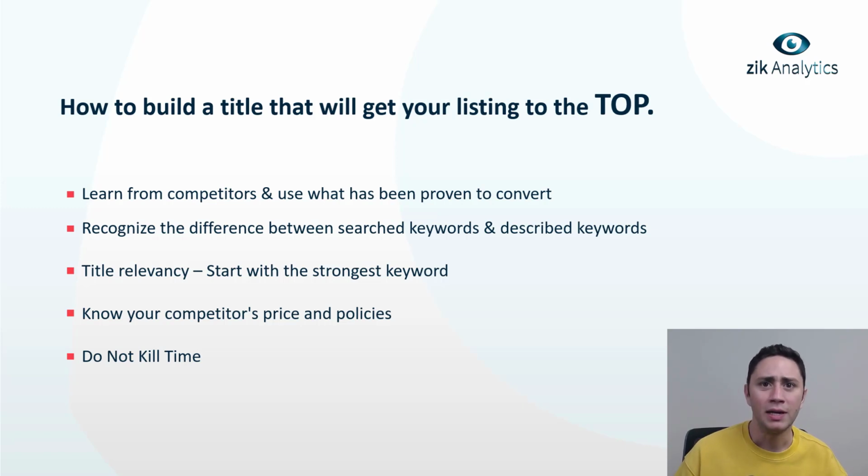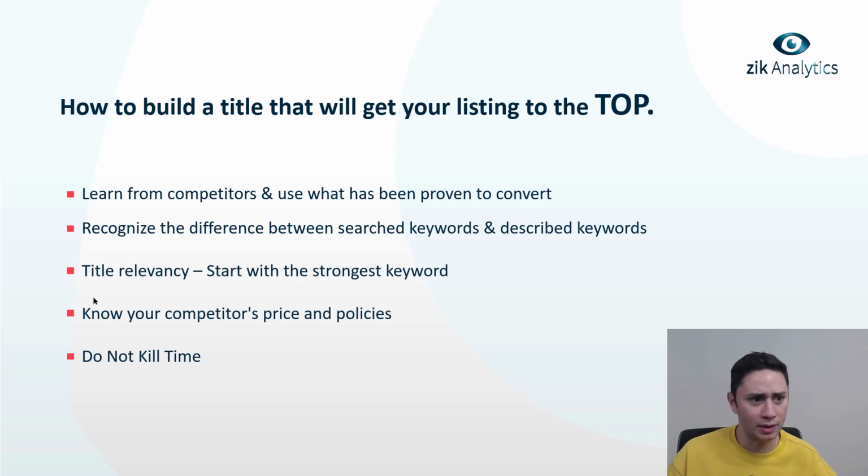I want you to always be results oriented with anything you do in your life, okay? It's very important to base our decisions on facts, on result-based decisions, okay? Number 2 will be to recognize the difference between searched keywords and described keywords. There are some keywords which describe how beautiful the product is, what the color is, etc. And some keywords people are actually searching for. We always want to have the searched keywords in our title, okay?